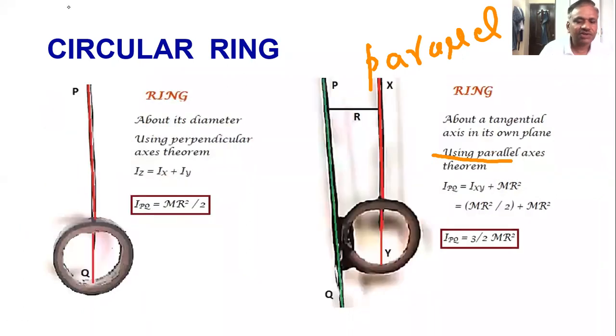Okay. Now, what is the formula for this? The formula is M_r square by 2. And the formula for this, of course, is a tangent, but in its own plane. In the previous case, it is perpendicular, but here it is not; it is in its own plane. It is 3 by 2 M_r square for the circular ring.